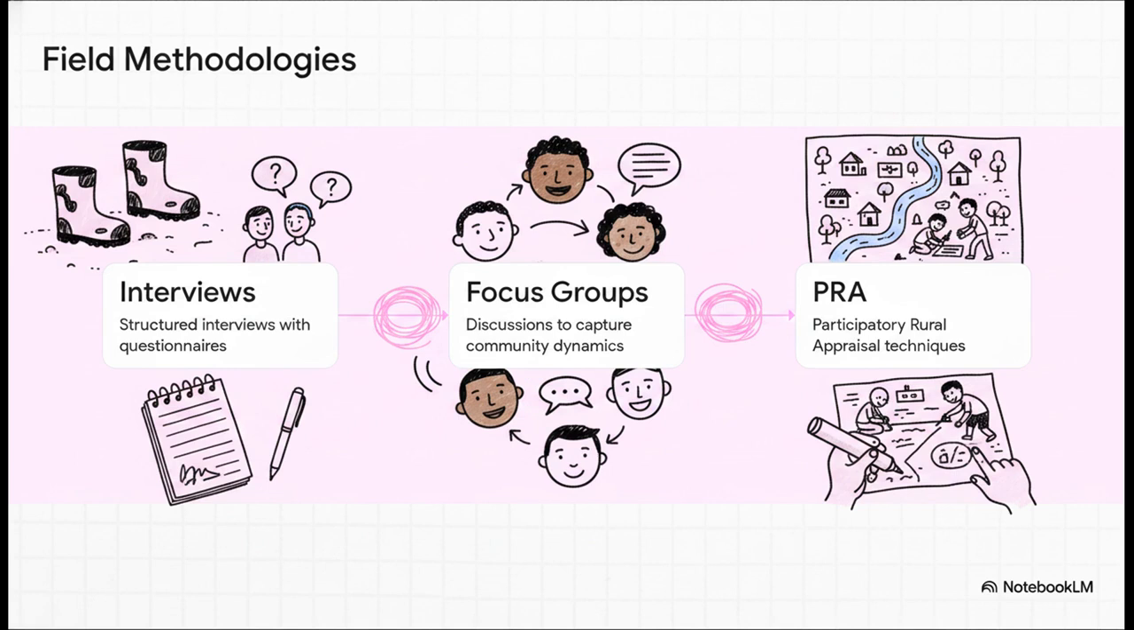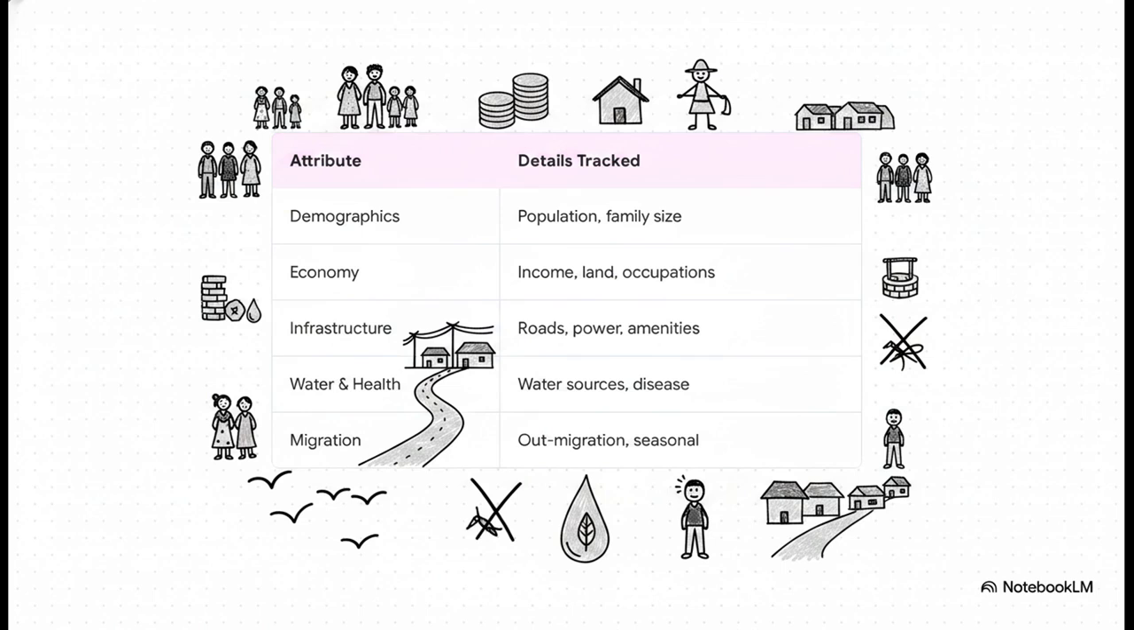The experts transition right into primary field methodologies, meticulously documenting every single detail in field logbooks as they go. They start with Step 1, structured interviews using detailed questionnaires. Then they zoom out for Step 2, focus group discussions, or FGDs, to really capture the community dynamics. And finally, Step 3 involves participatory rural appraisal techniques. This is super cool because it actually gets the community directly involved in mapping out their own resources and social structures. And the sheer volume of data they collect during this phase, it is staggering.